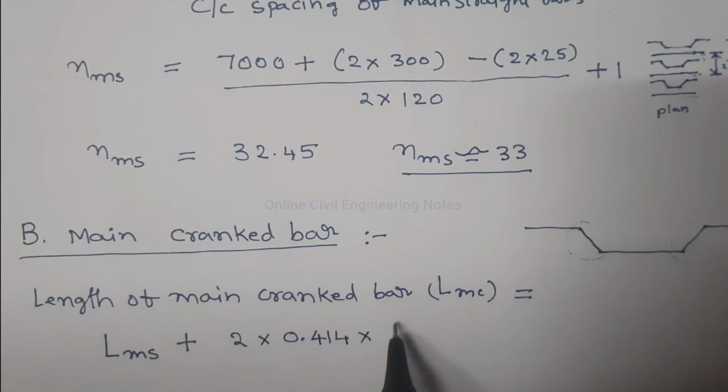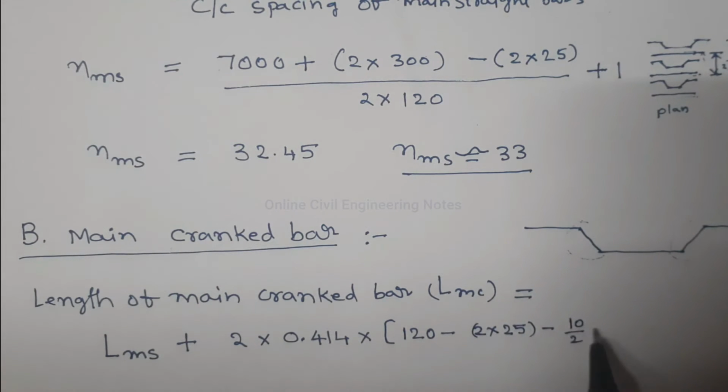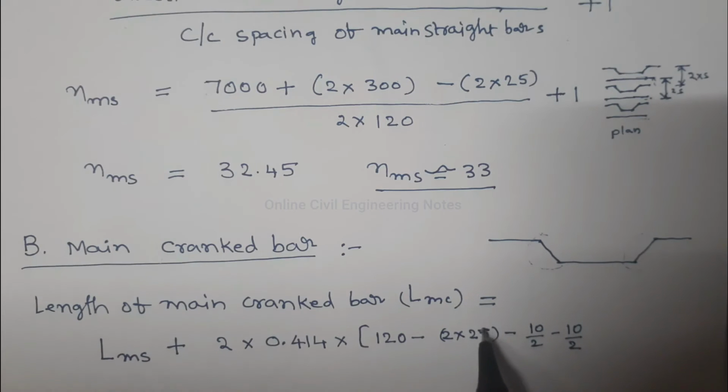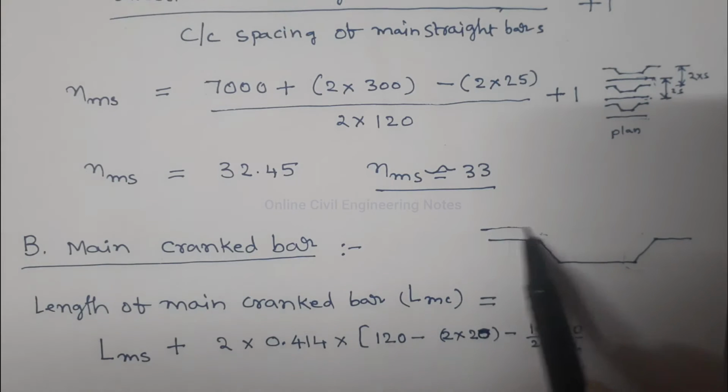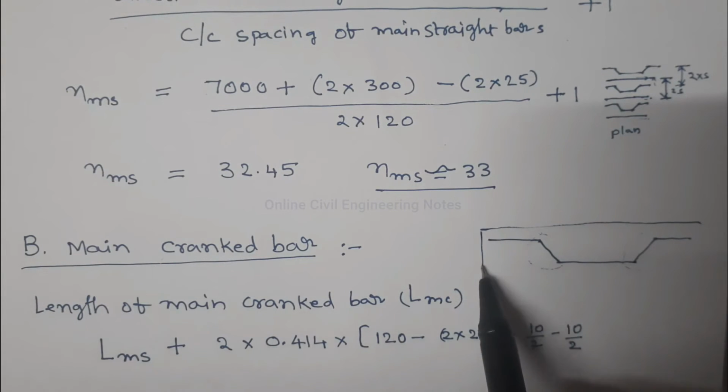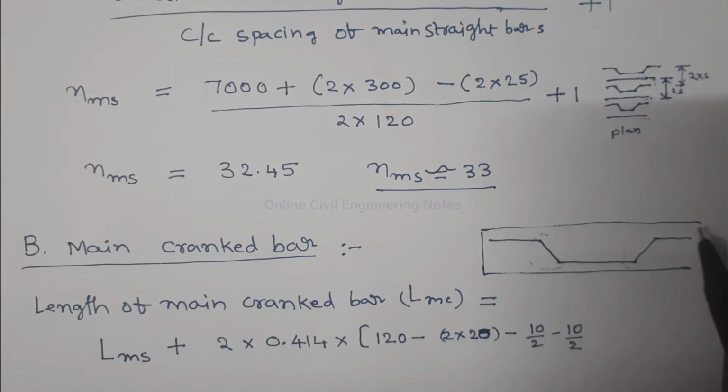0.414 times overall depth 120 mm minus 2 times 25 minus dia by 2 minus dia by 2. This is the cover on the top and bottom portion of the slab. Take top and bottom cover as 25 mm. So this is the bar having the 10 mm dia.